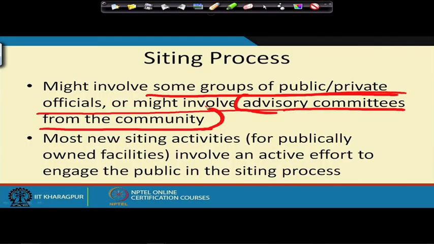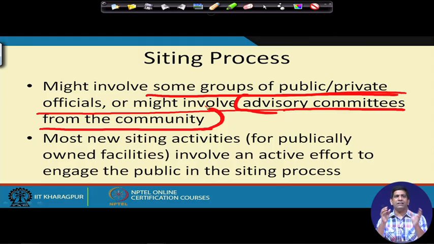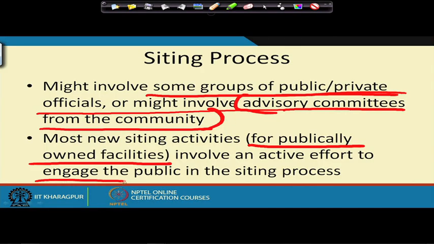So there are groups of public and private officials. They get together and go over this new siting activity, and it's always for publicly owned facilities. Most environmental facilities are publicly owned, and even if one is privately owned, it's on public land, under a build, operate, lease and transfer kind of BOLT or PPP model. Whatever model you go for, ultimately it is public money which is going into the construction of these facilities. So we do engage the public in the siting process. It's an important aspect.